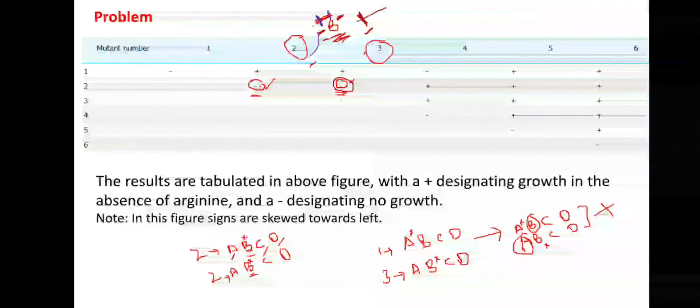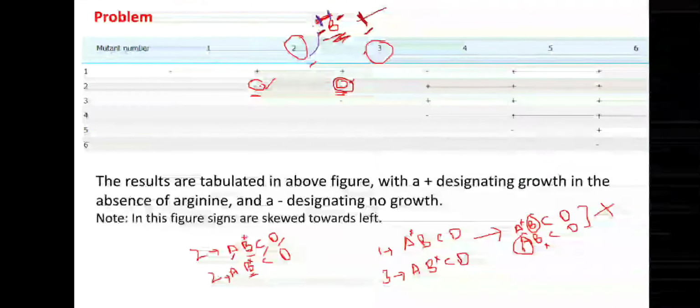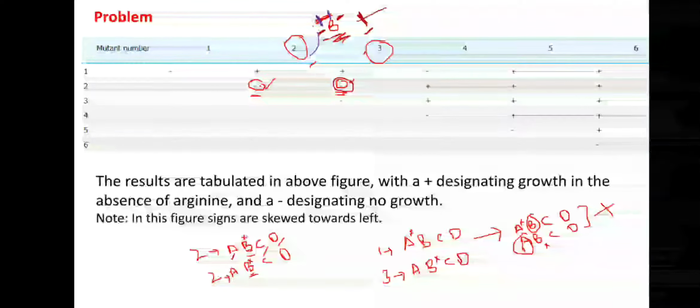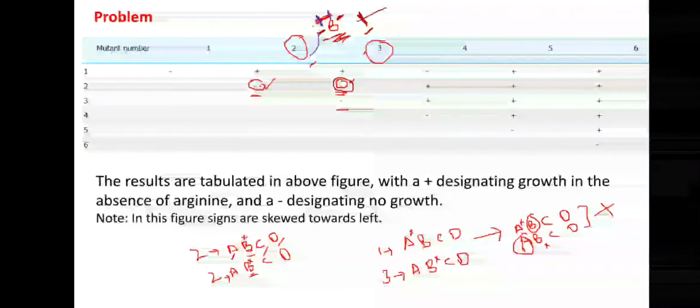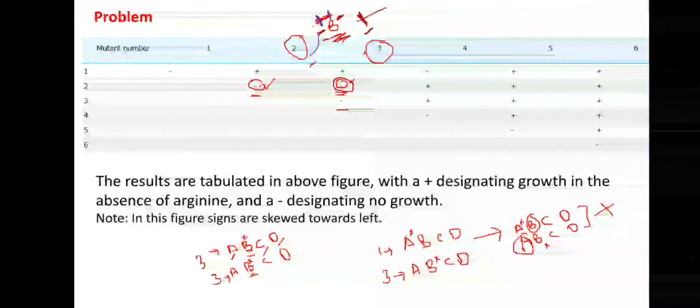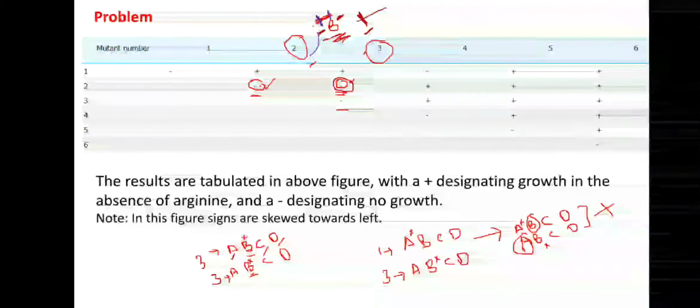And yes, they were not able to retain the prototrophy. Here, the negative sign means the selfing, or the third mutant was crossed with third mutant, and we know that the B gene is mutated. So I'm saying third gene is crossed with third gene, and the state was not regained.